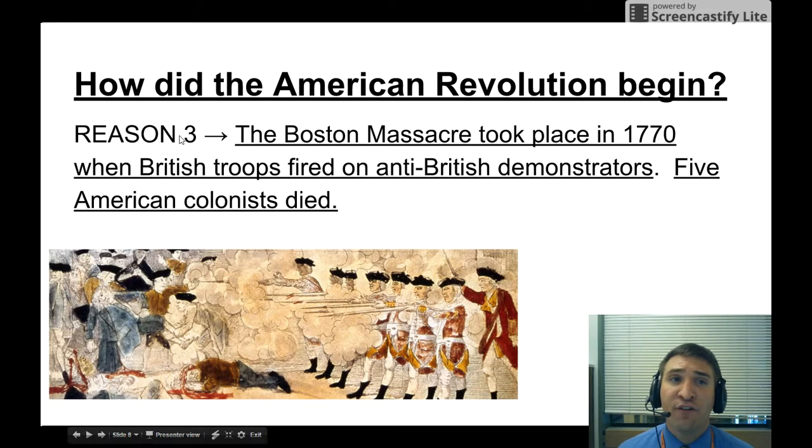Reason number three for why the American Revolution began: the Boston Massacre took place in 1770 when British troops fired on anti-British demonstrators. Here are the British redcoats firing on the American colonists. You see a bloodied man on the ground. 5 American colonists died. But who started this fight? Was it the British with their guns, or were these colonists drunk and throwing rocks? We'll talk about that in class.